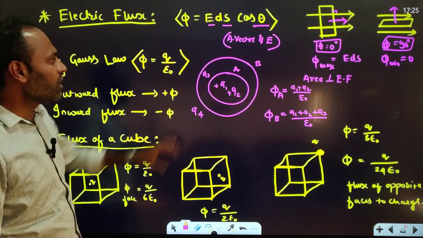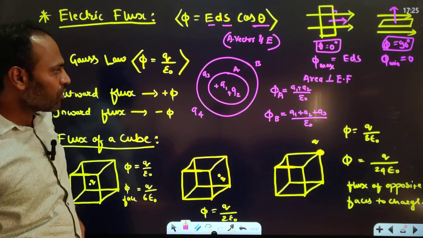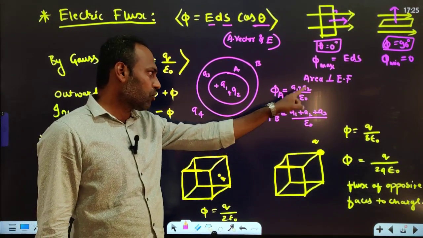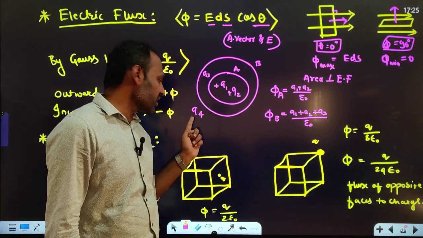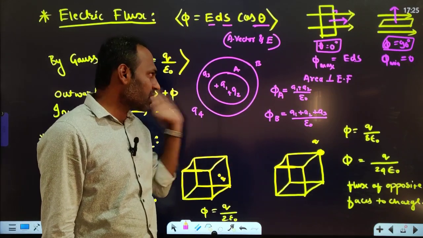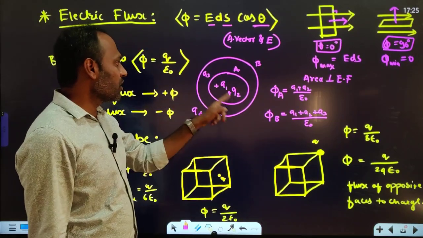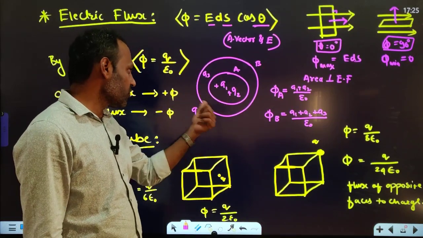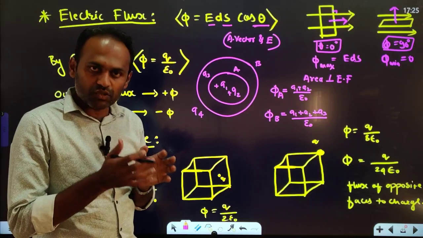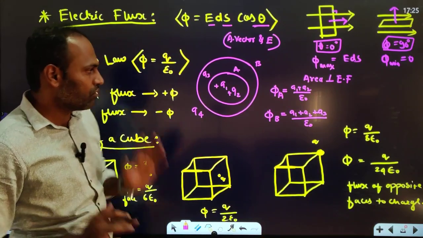So what you must do, you should take only the enclosed charges. Look, for the flux of surface A you took only Q1 and Q2, you didn't take Q3 or Q4, because these charges are outside that surface, sphere A. For the flux of B you took Q1, Q2, Q3, and left out Q4 because it is outside. So consider the charges which are inside that surface, that will give the flux.